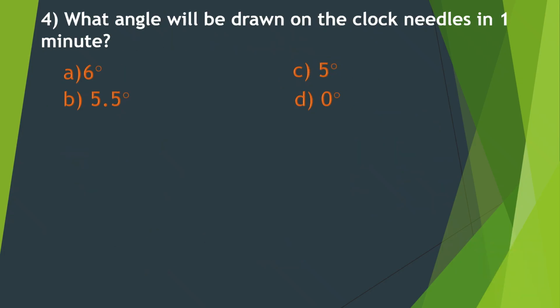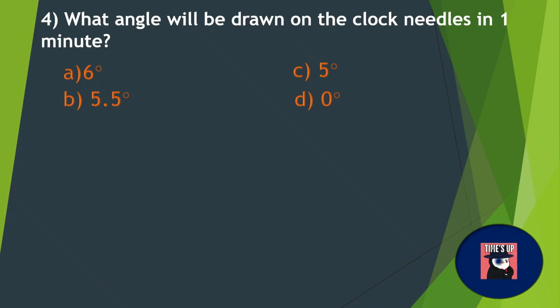Fourth question on your screen and your timer starts now. This is an angle based question. What angle will be drawn on the clock needles in 1 minute? How will you find it out? You have the formula for angle between the two hands of a clock. Remember that. But they have said here 1 minute. Only you need to find out the angle which is drawn on the clock needles in 1 minute.